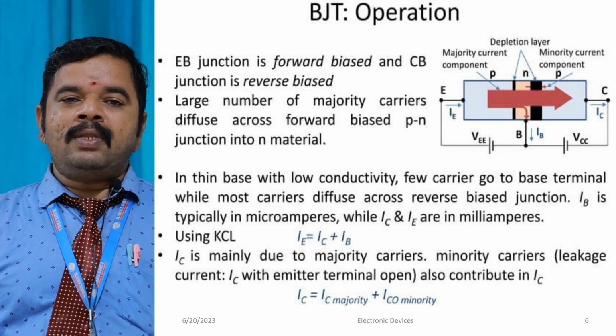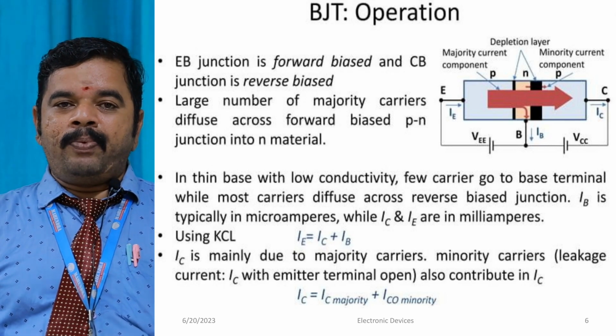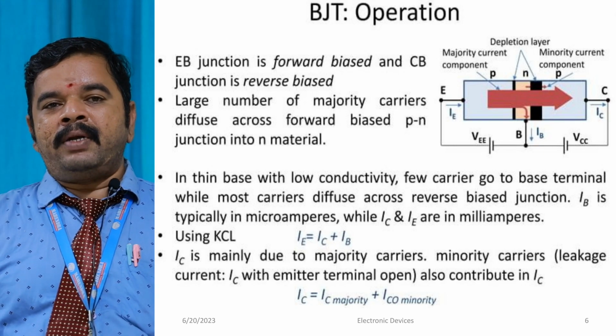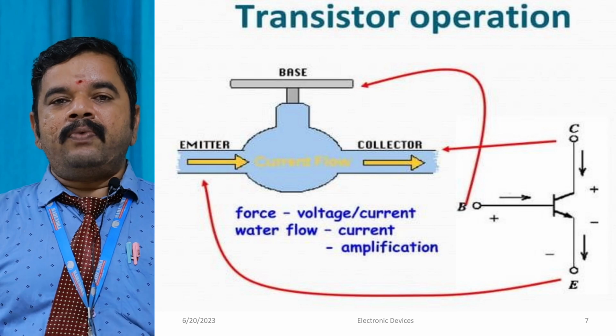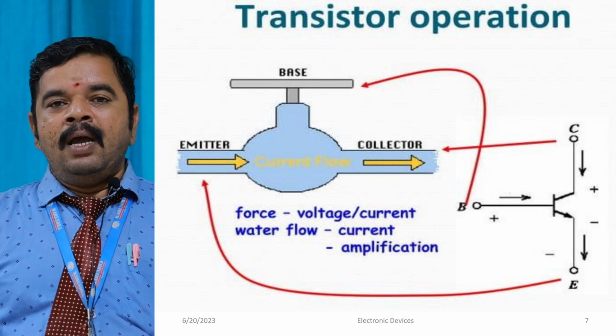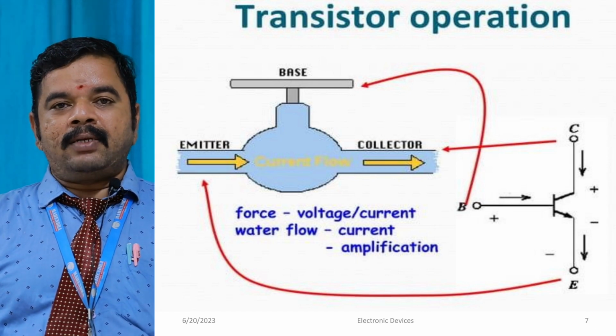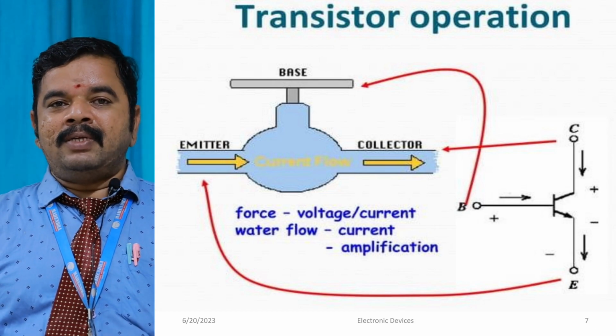While we go for application-wise explanation of the BJT transistor operation, we have to take one basic example. What is the example? We consider the tap. In the tap, the input we consider to be the emitter, the tap connection. The on and off switch we consider to be the base, and the output we consider to be the collector. So the outlet we are getting, we consider to be the collector.